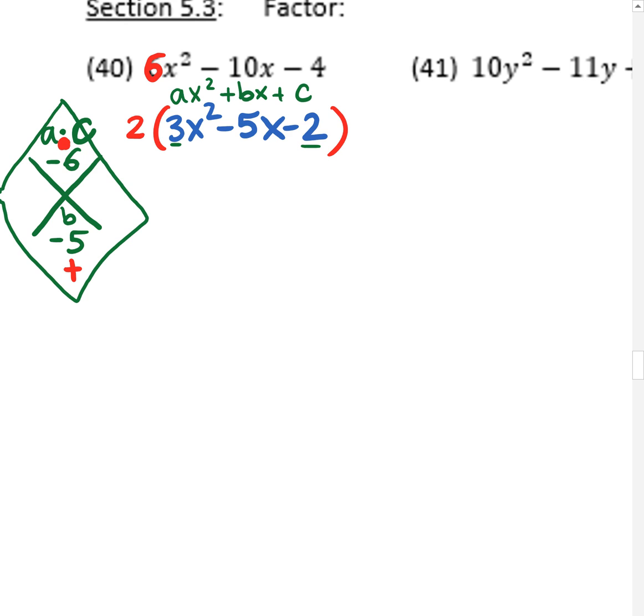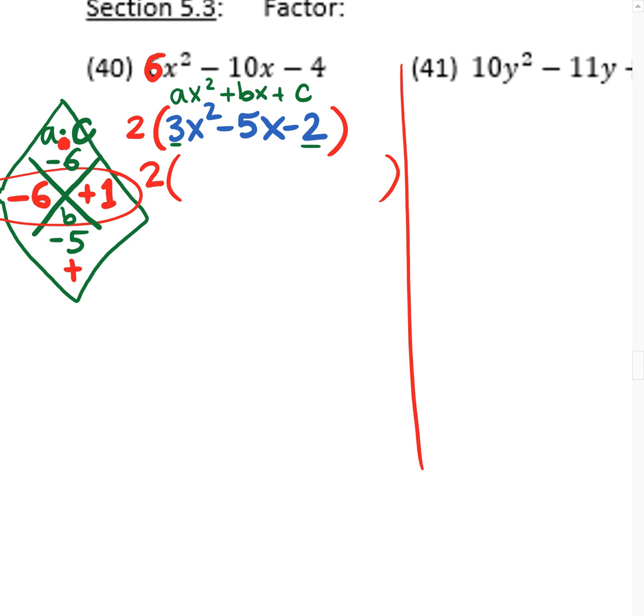So what multiplies to -6 but adds up to -5? That would be -6 and +1. Because -6 times +1 is -6 like we want, but -6 plus 1 is -5. Okay, now that we know those two numbers, the next thing to do, I'm going to leave this 3 outside and focus on what's inside here.